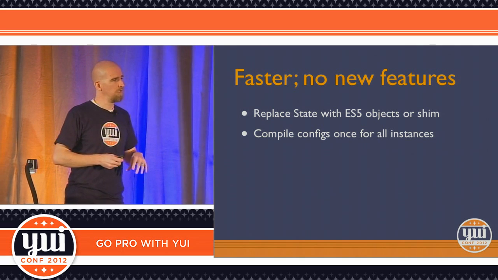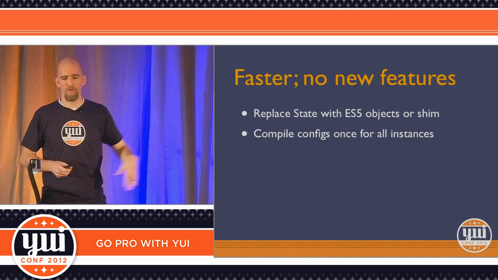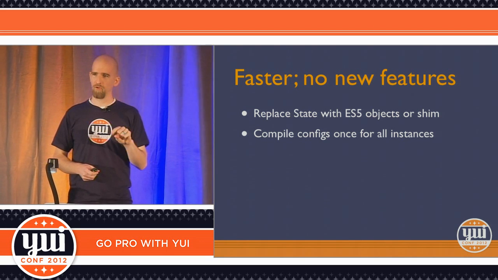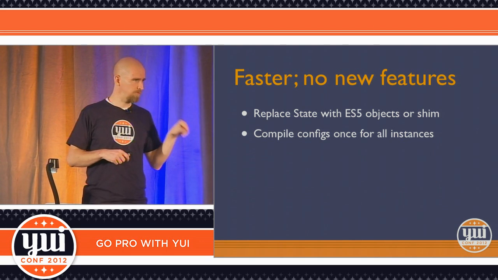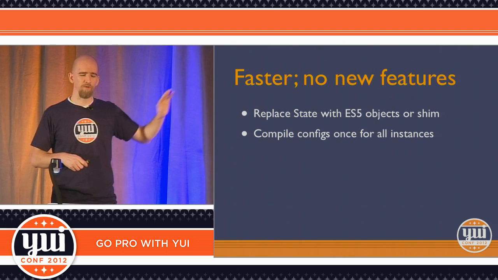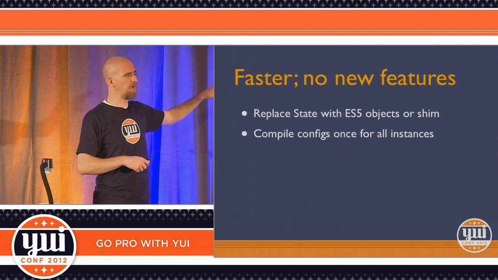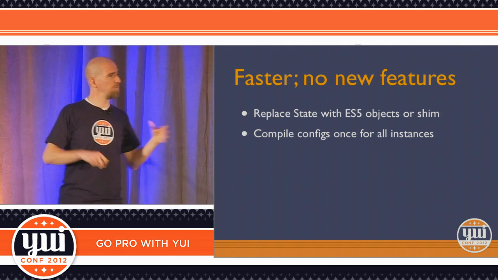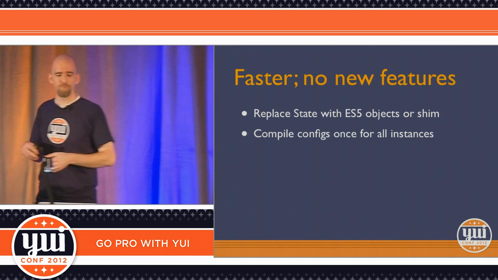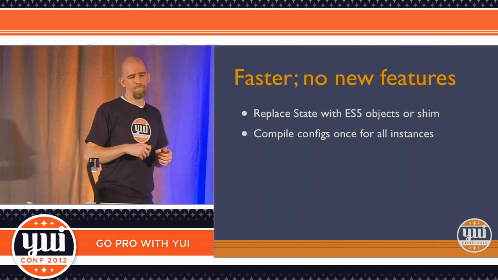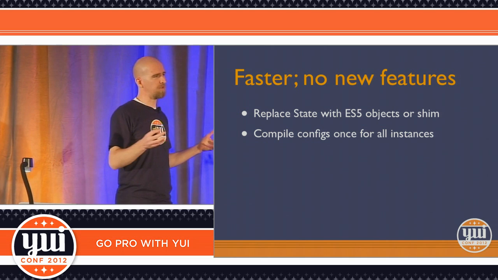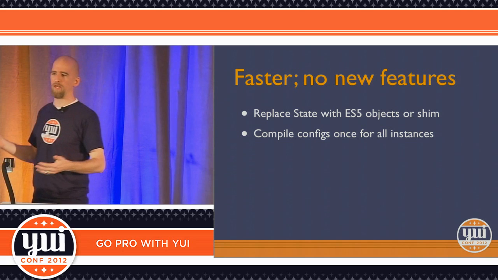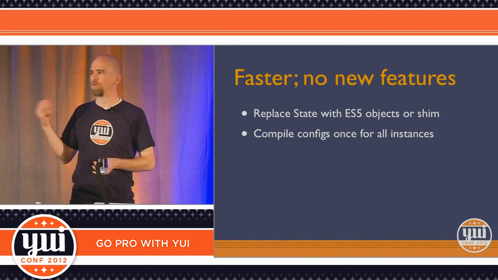So instead of having the attribute set up every time you create an instance, that information is known already. And all you have to do is set a value here, set a value there. So in the first case of replacing the state with ES5 objects, we might be increasing the performance of that set operation. You remember there were 80 lines of code associated with set. And then compiling the configs addresses that concern of creating lots of instances. So you're not paying that initial setup cost for creating lots of instances.